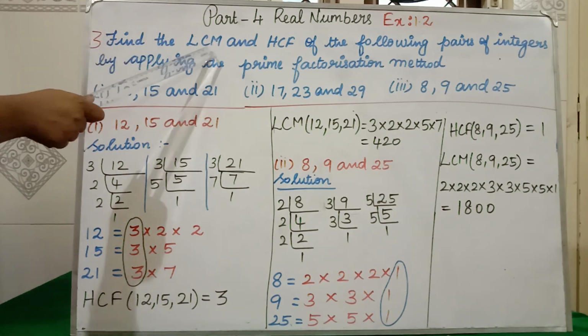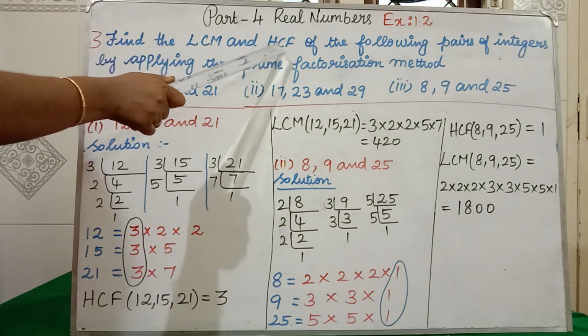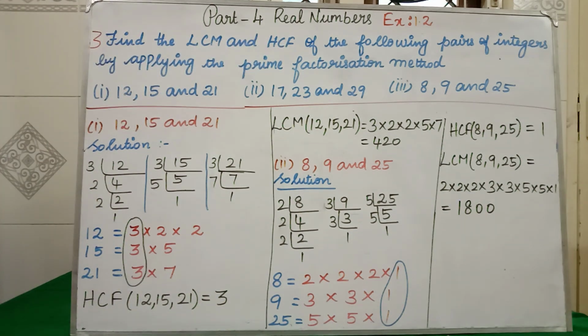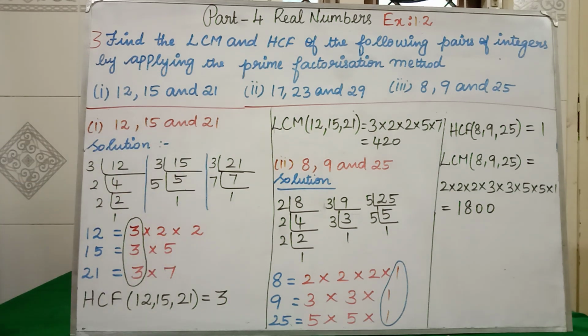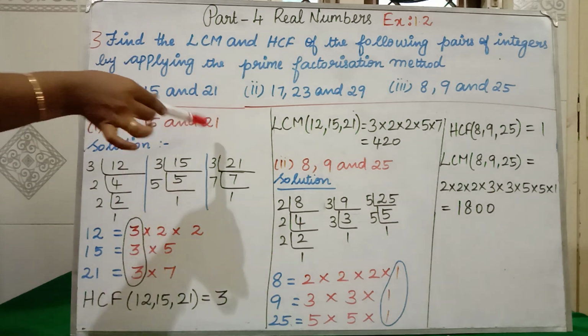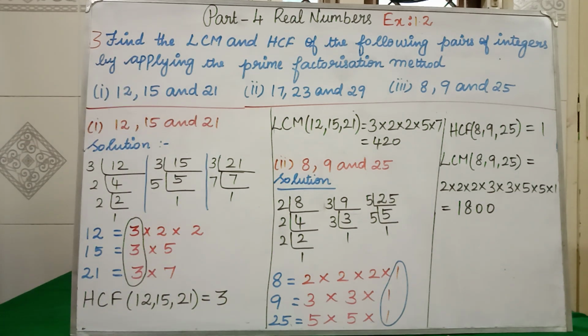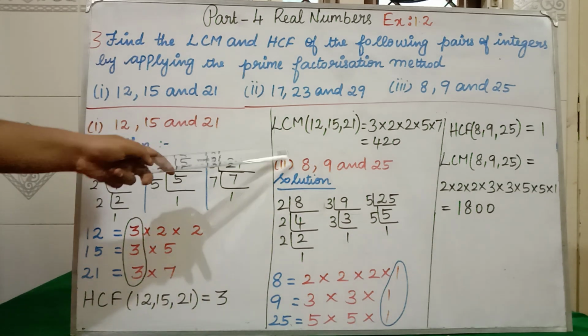In this question they are asking us to find the LCM and HCF. So first we will find the HCF. HCF of 12, 15 and 21 is equal to: see, among these three numbers which one is common, you have to oval it. So what is that number? 3. So our HCF is 3. Then we will go for the LCM.